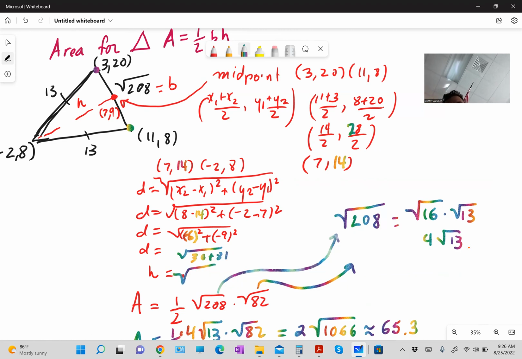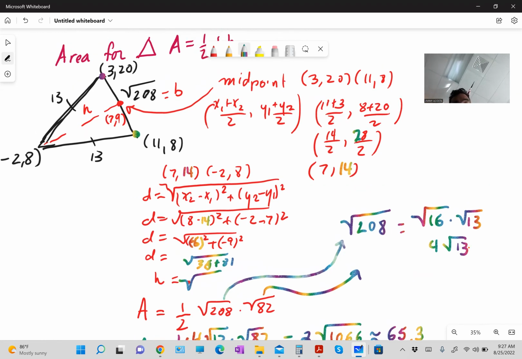Wait, that doesn't look like a good 36. That looks horrible. But the point's better. So it's 117. Well, yeah, but that doesn't look good either. Wonderful.